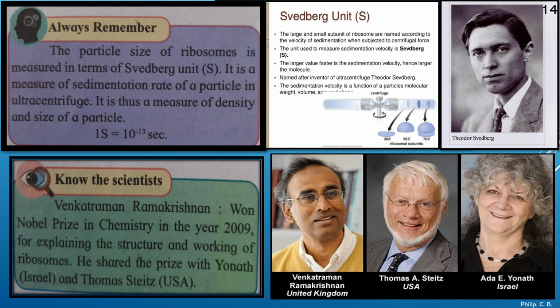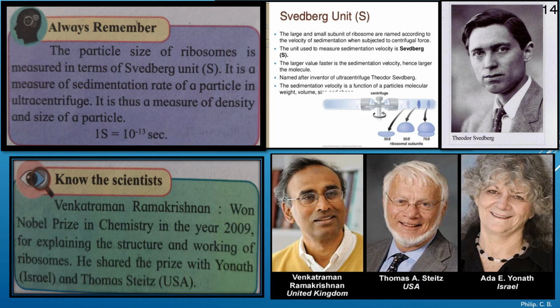Okay, so always remember the particle size of ribosomes is measured in terms of Svedberg constant. Yes, as we learned in centrifugation, it is a measurement of the sedimentation rate of a particle in an ultracentrifuge. It is thus a measure of density and size of particles. So we can learn 1S as 10 raised to minus 13 second. So we can see here Theodor Svedberg, the image which is given, symbol S.